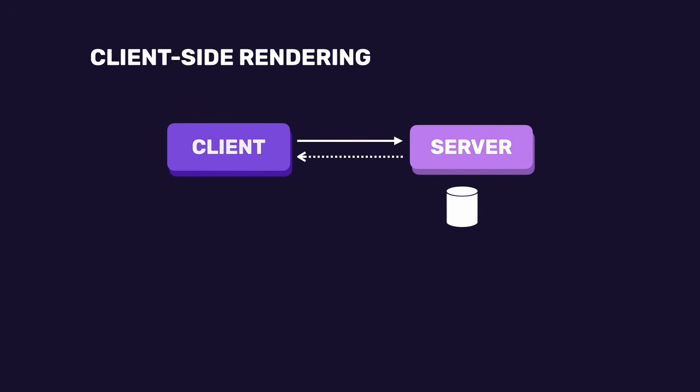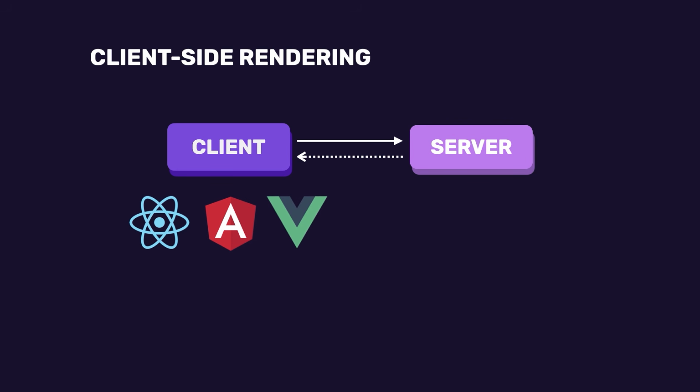So in this approach, the server sends data as JSON, and the JavaScript code running in the browser then takes the data and dynamically generates the web page. We use JavaScript frameworks like React, Angular, and Vue to take care of rendering of the page in the browser.